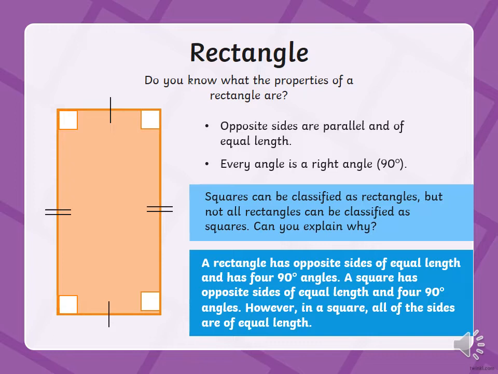Squares can be classified as rectangles, but not all rectangles can be classified as squares. Can you explain why? A rectangle has opposite sides of equal length and has four 90 degree angles. A square has opposite sides of equal length and four 90-degree angles. However, in a square, all of the sides are of equal length.